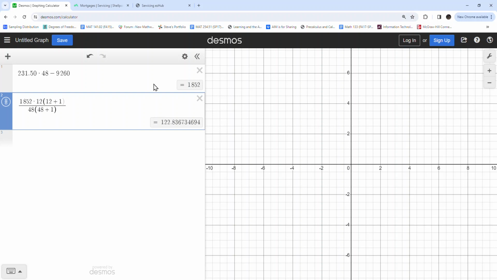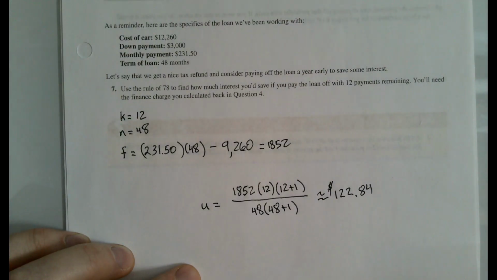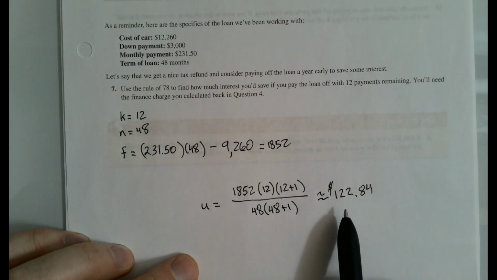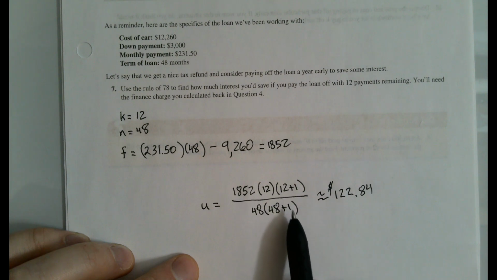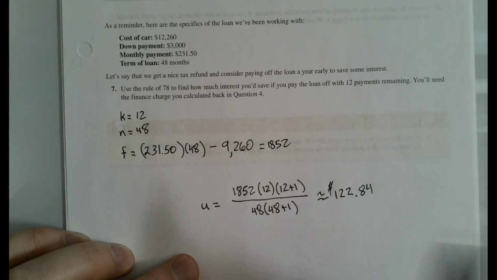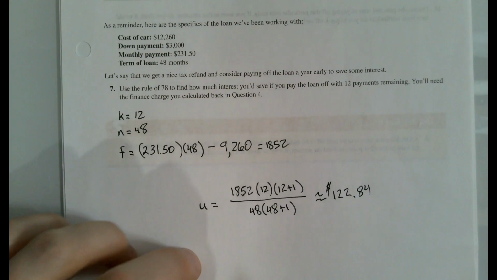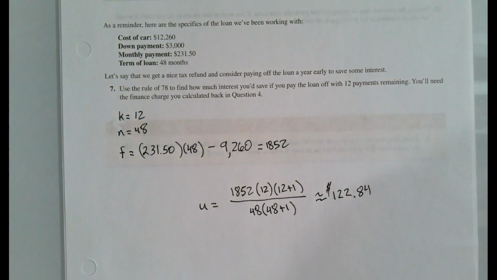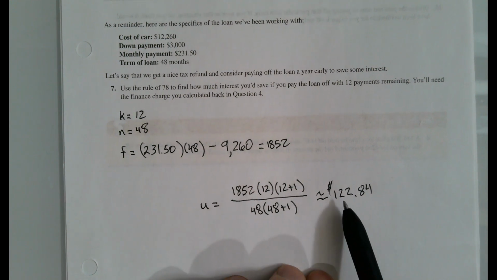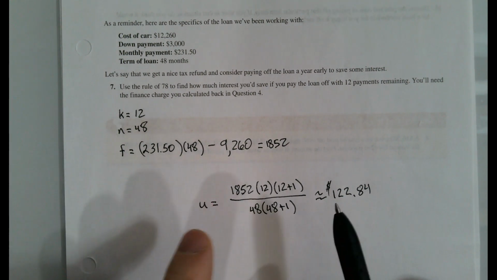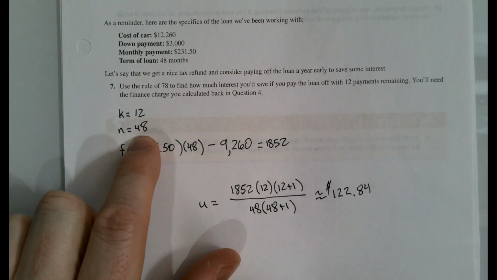And here it is. Not a whole lot of money. $122.84. What this is telling us is if we paid a lump sum, we're going to figure that out in a second, 12 months before the end of our loan, so 12 months early, we would save $122.84. Let's figure out how much we have to pay at this point, in month 36, since there are 48 months in the length of this loan, in order to save this $122, and then we'll decide if it's worth it.